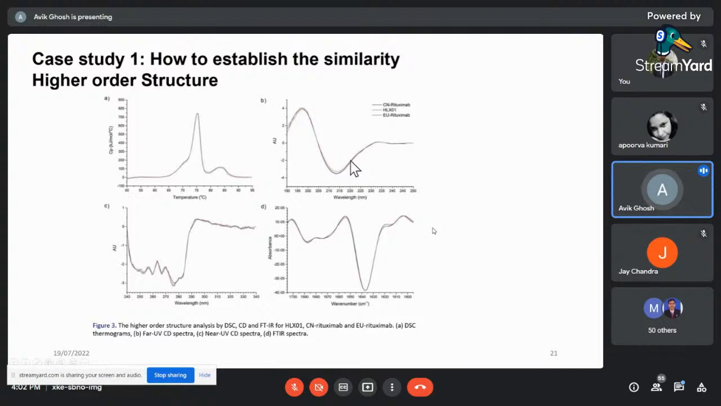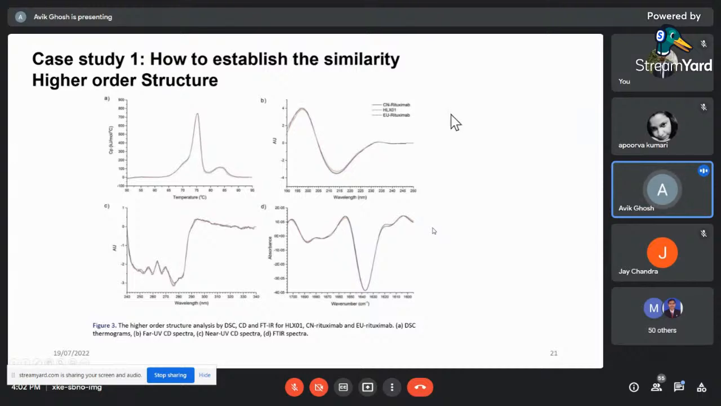So similar for far UV CD or near UV CD, showing the secondary structure or the tertiary structure, and even for IR spectra, FTIR spectra, which shows the secondary structure. So basically, these are more qualitative assessments, where you try to match the profiles, or basically try to see all the profiles are overlapping with each other to make sure that these are similar in terms of higher order structure.